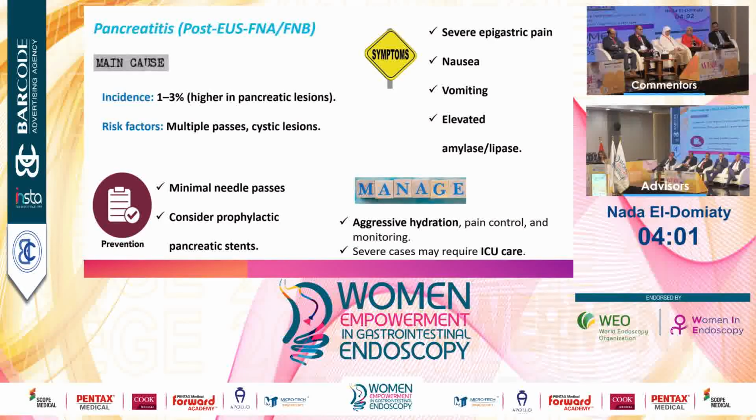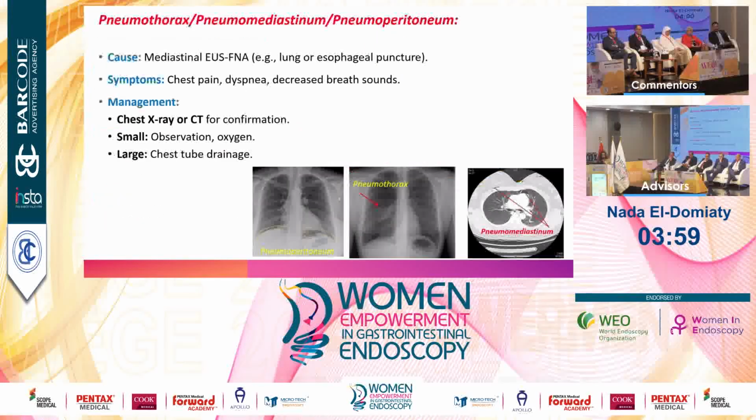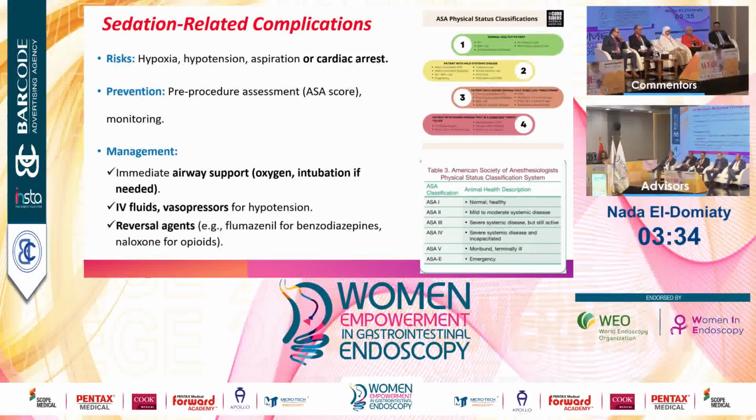In severe cases, we might need ICU care. Another one is pneumothorax and pneumomediastinum. It happens with fine needle aspiration of a mediastinal lesion, like lung or esophageal puncture. The symptoms are chest pain, dyspnea, and decreased breath sounds. The management is X-ray, CT for confirmation; if small, observation and oxygen; if large, chest tube drainage.